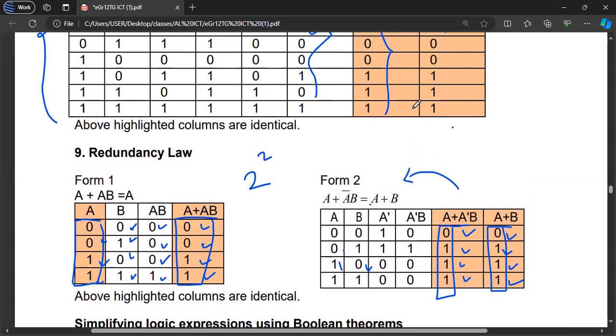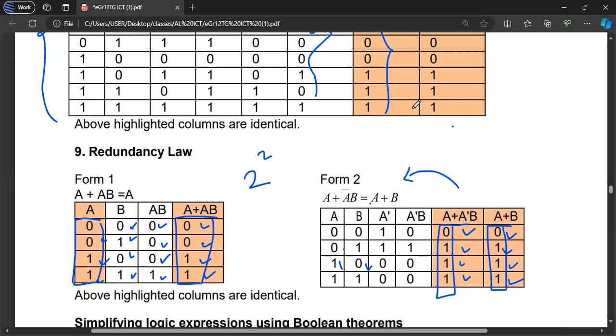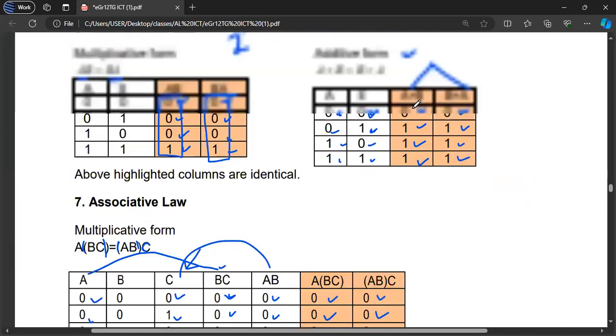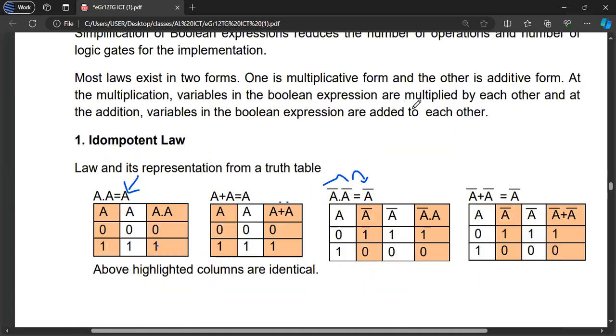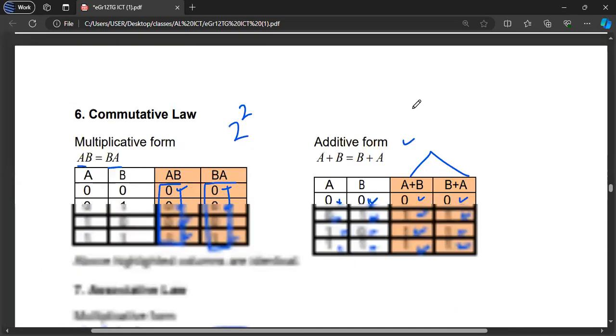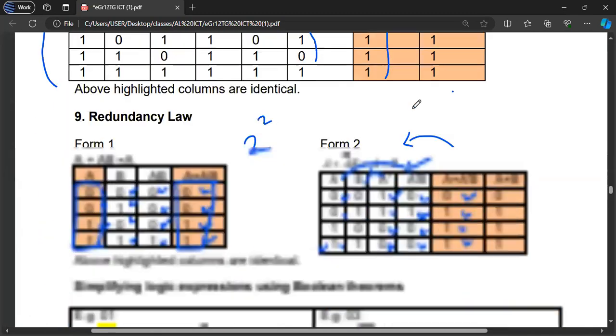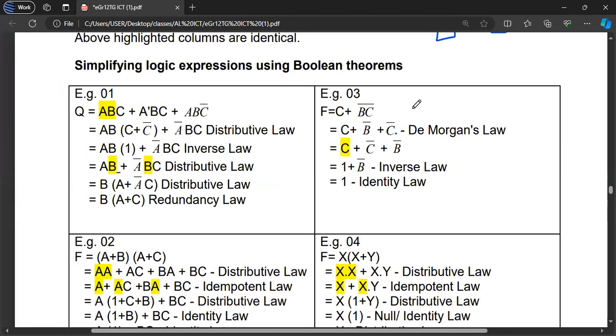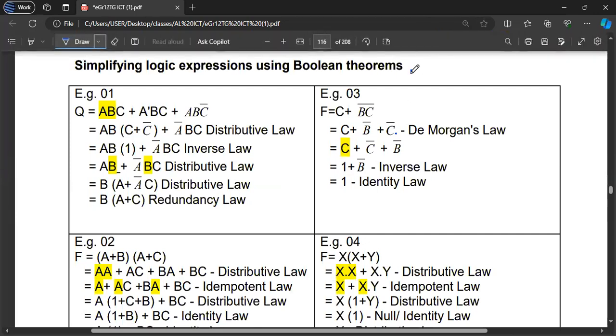Now we are done with all the laws in the advanced level relevant to these Boolean laws, guys. So what I wanted to do under these Boolean laws is try some examples. So let us try simplifying logic expressions using Boolean theorems, right?